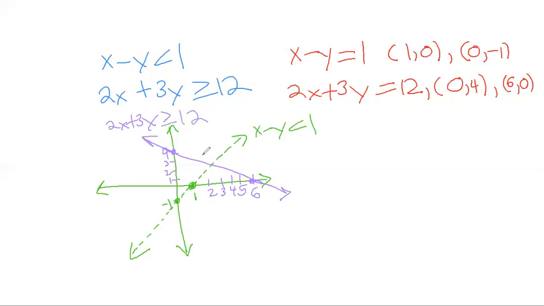Well, now here's the part that's a little bit tricky. I have to do some shading. Now, when I do shading, the shading represents where these inequalities hold true. Well, how do I know? Well, first off, you've got to pick a point where it can hold true. So for example, to make it really easy, I can pick the point 0, 0.